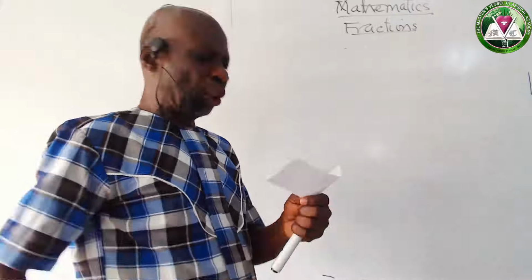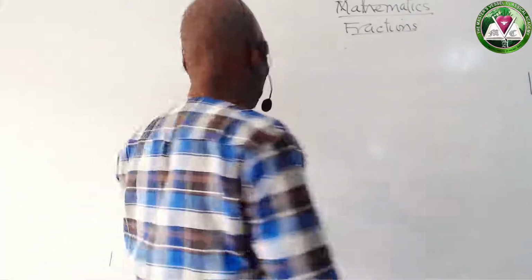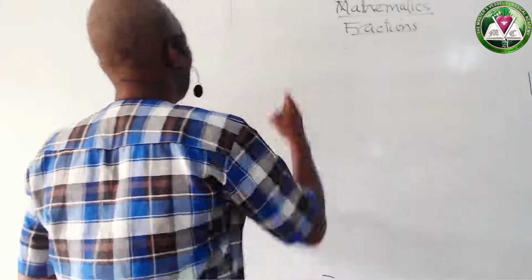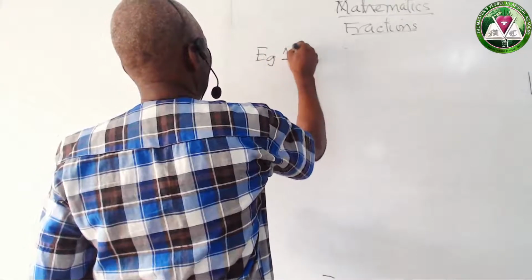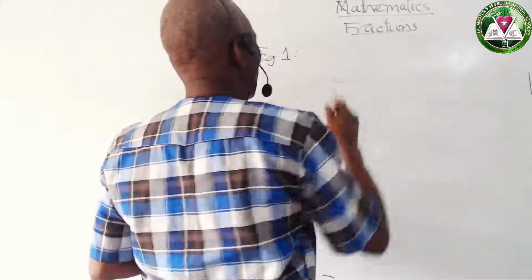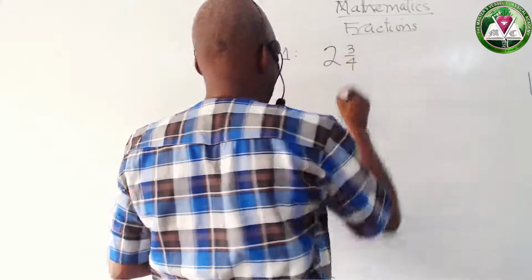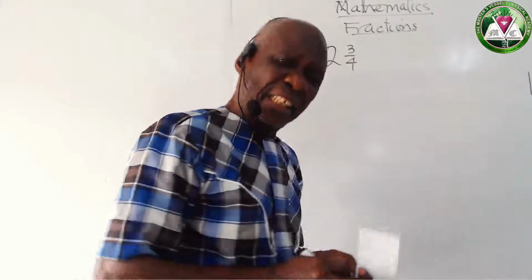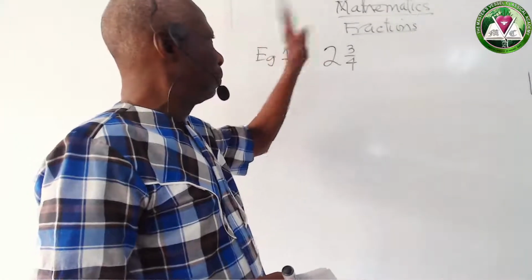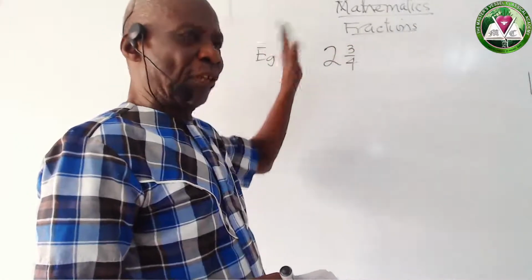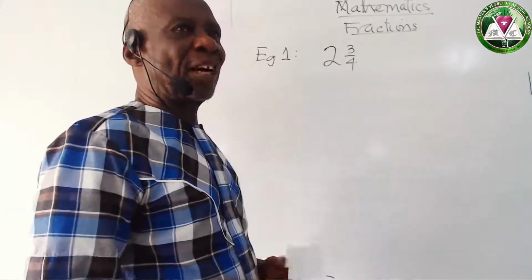First one, expressing mixed fraction as improper. Mixed fraction. Let's take example 1. We have 2 whole numbers, 3 over 4. Let's see whether this is a mixed fraction. Whole number is there, correct. Proper fraction there, correct. Therefore, this is a mixed fraction. We now want to change this to an improper fraction.